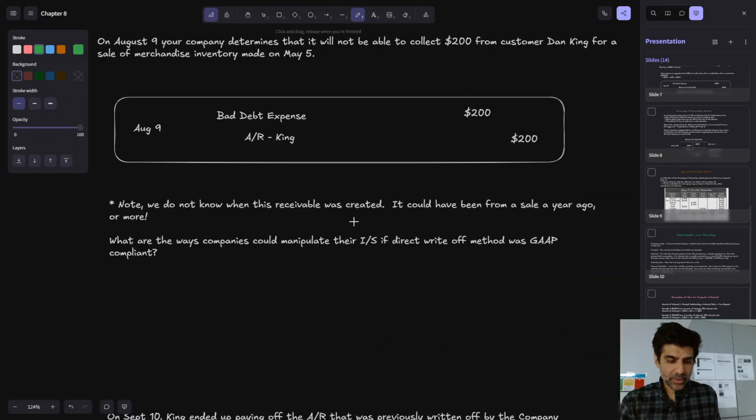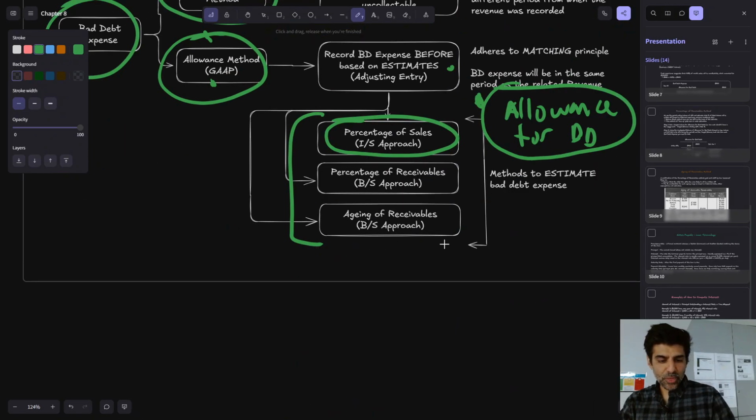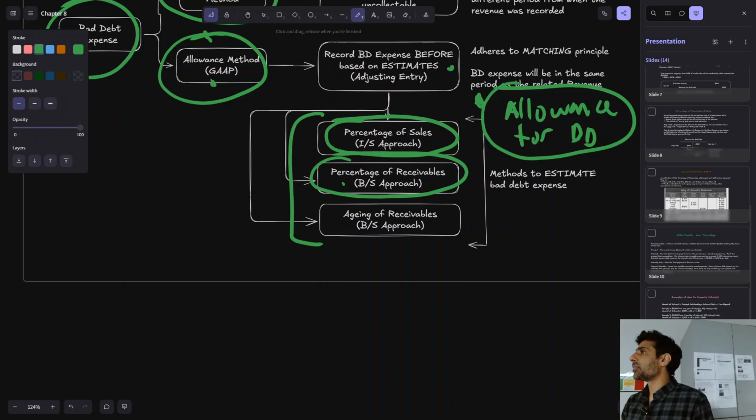I think we then got into this other method, percent of receivables, which is a balance sheet approach, which is not really looking at how much credit sales or sales we generated. It's just looking at the ending balance of accounts receivable and then applying a percentage to that to say what percentage of that we expect not to collect. And that's how much we're going to set the target of our piggy bank to be. So that was a different approach.